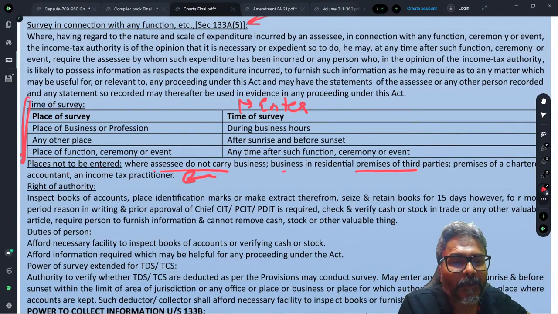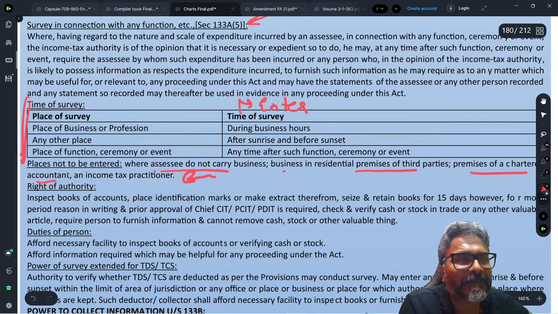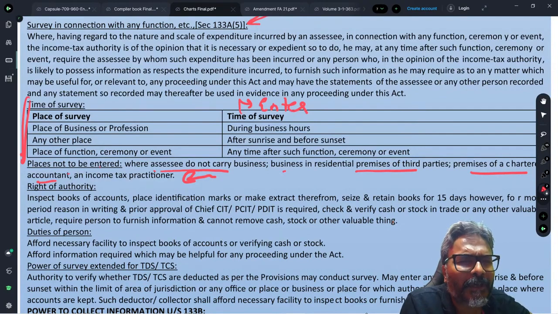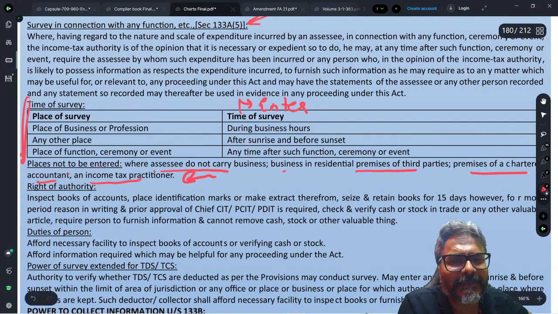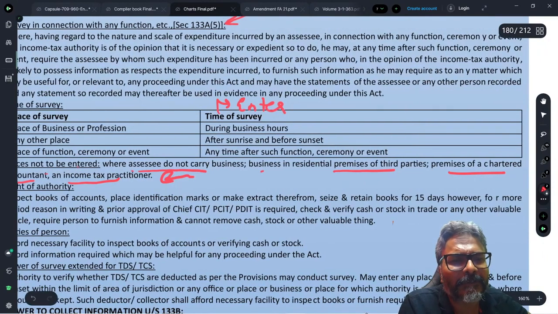Okay. What about the premises of the CA, students? Whether you can do the survey in the premises of a CA or income tax practitioner, I have told you the answer is no. The premises of the CA or the income tax practitioner, you cannot survey. But in which particular case did I tell all of you that the survey can be undertaken? So I have told you that in that particular case, the survey, students, can be undertaken. In which particular case? Did you all get this one?